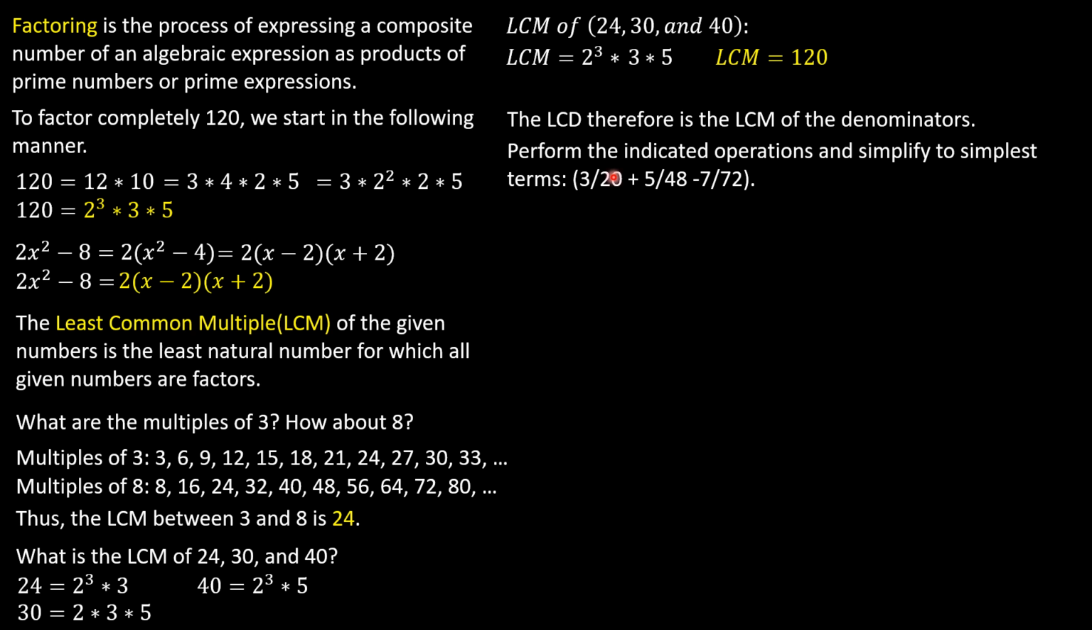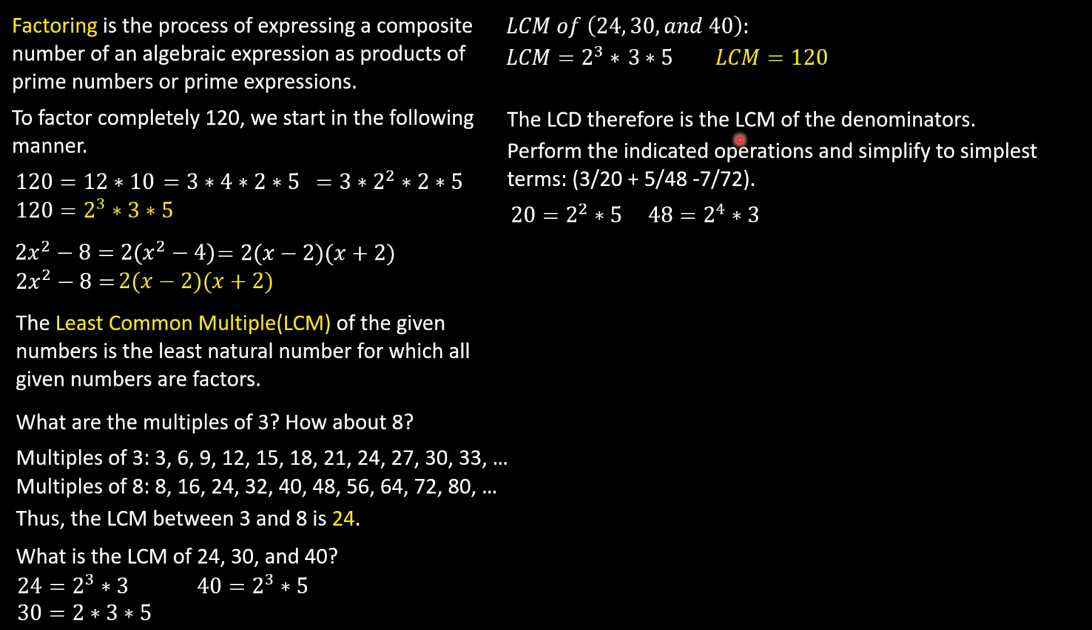So we begin by getting the LCD of the denominators, which is the LCM of the denominators. So we factor completely 20, and 20 is 4 times 5, therefore it is 2 squared times 5. And 2 and 5 are prime numbers. So that's the complete factored form of 20. Then for 48, it is 16 times 3, and 16 is 2 to the 4th. So 48 therefore is 2 to the 4th times 3.